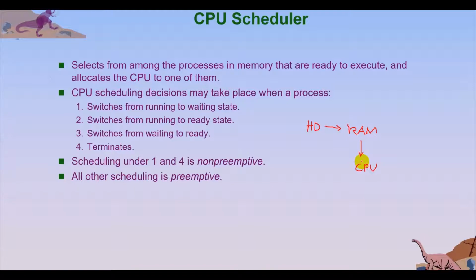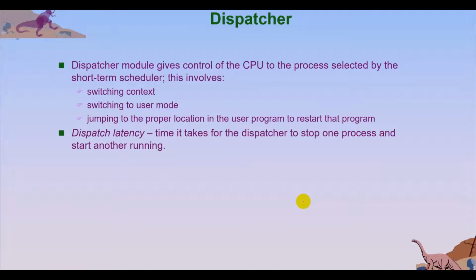So scheduling under 1 and 4 is non-preemptive. Switching from running to waiting state and terminating are considered non-preemptive. All other scheduling is considered preemptive. I'm going to explain later on the difference between preemptive and non-preemptive. So aside from the CPU scheduler, we have another term, which is a dispatcher.